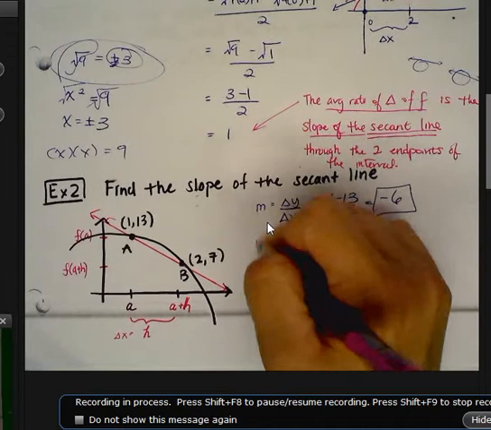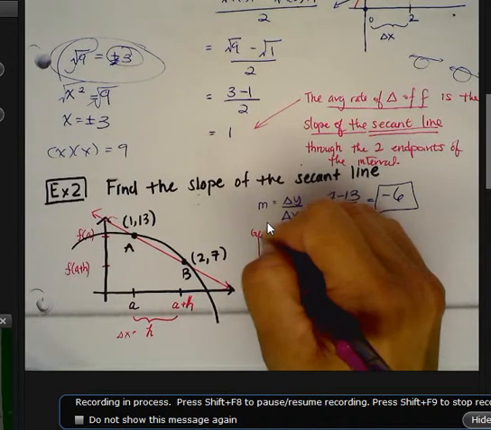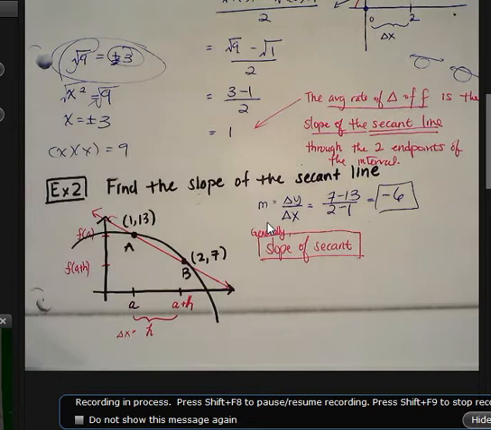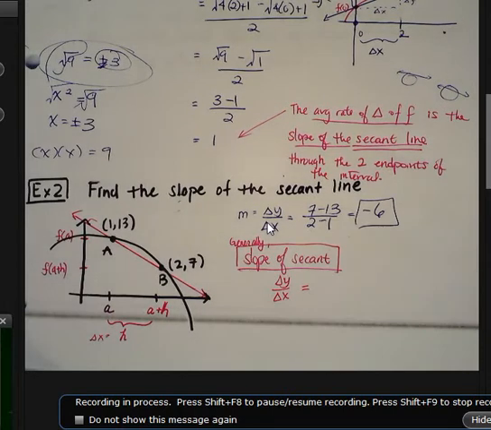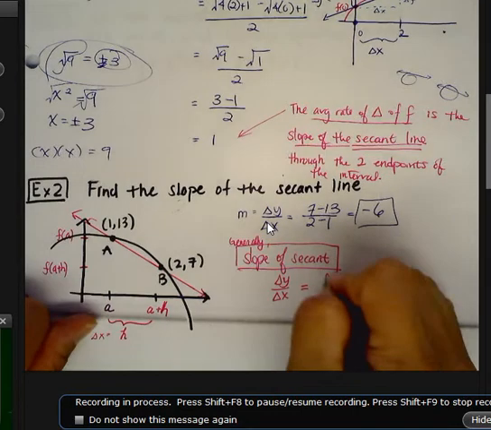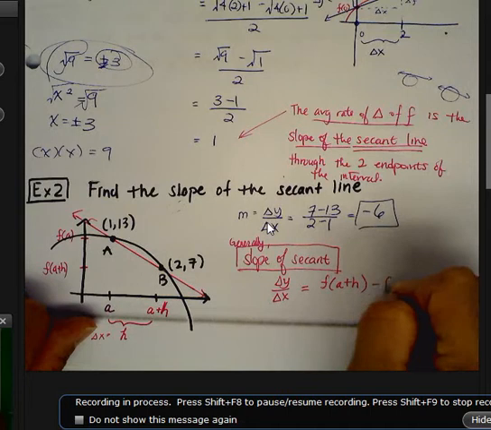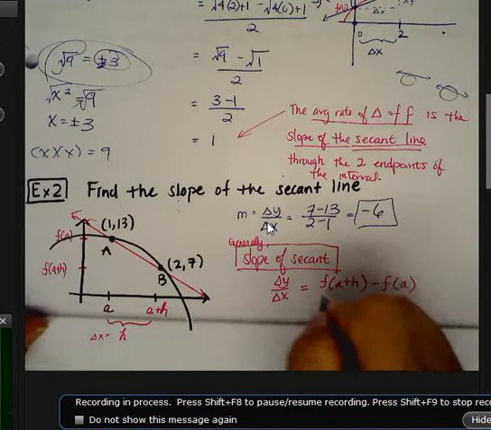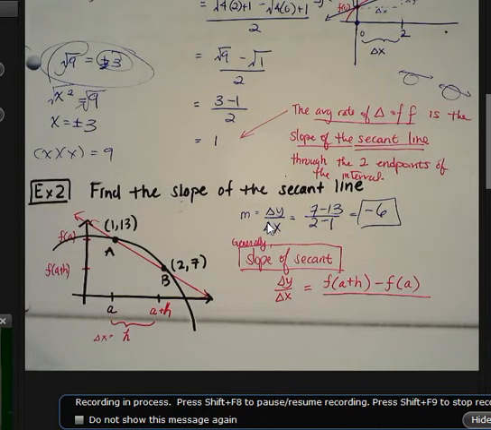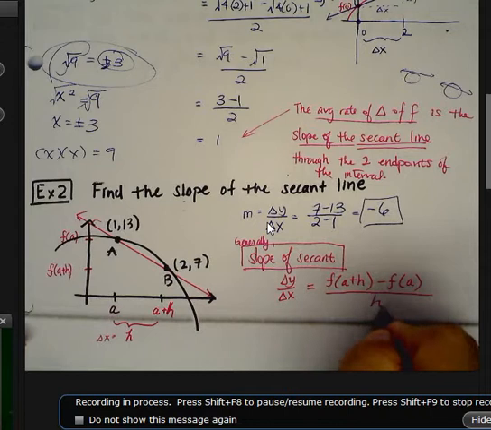The slope of the secant in general is going to be delta y over delta x, right? So how do we find a change in y? It's going to be f of A plus h, minus f of A. You guys see why I wrote that? Because it's my final f minus my original f. Over what? What's my change in x? h. You see that?